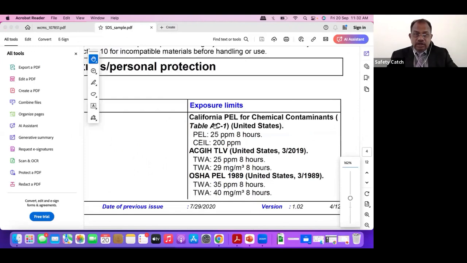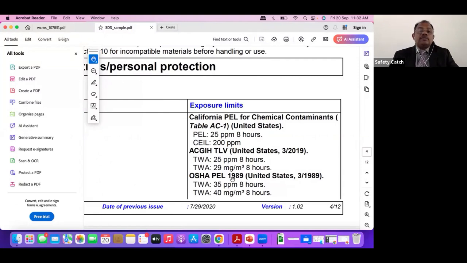So the state of California has set a PEL for contaminants as per Table AC1 in the United States. But if you look at the ACGIH value, I told you, the American Conference of Governmental Industrial Hygienists, the TLV, which is applicable for the whole United States. They are keeping the TWA again at 25 ppm for 8 hours, or 29 milligram per meter cube for 8 hours. So the California state also follows the ACGIH value, the same 25 ppm. And they have put a ceiling limit of 200 ppm.